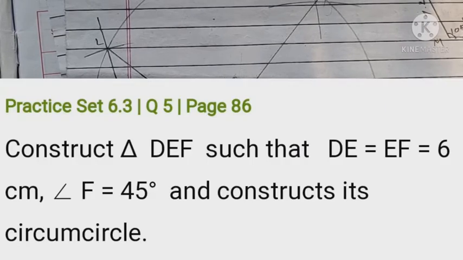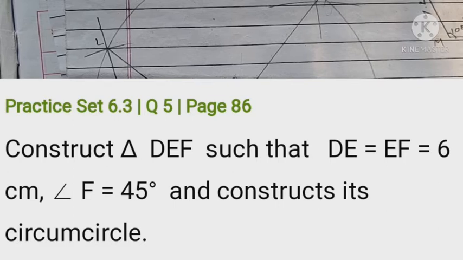Okay, one more question, question number 5, is homework for you. In question number 5, you have to construct triangle DEF such that DE and EF both are 6 centimeter and angle F is 45 degree, and then you have to construct its circumcircle.